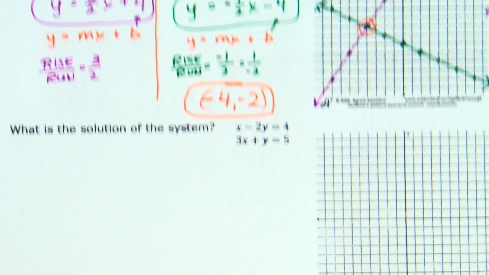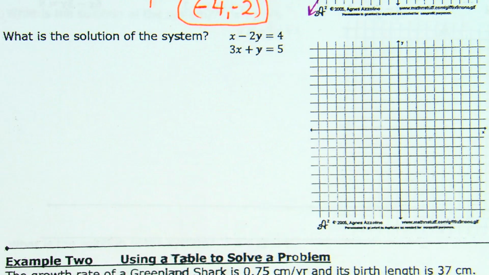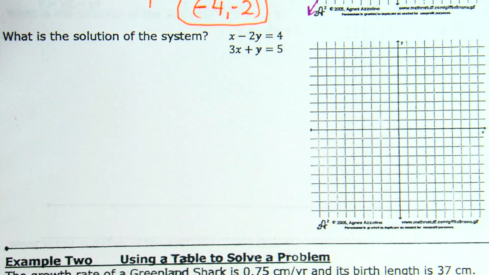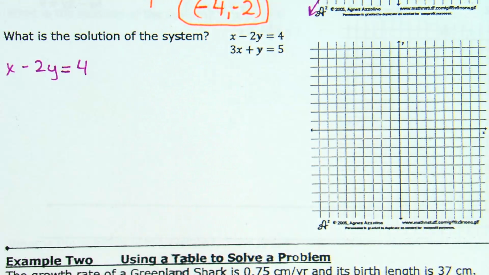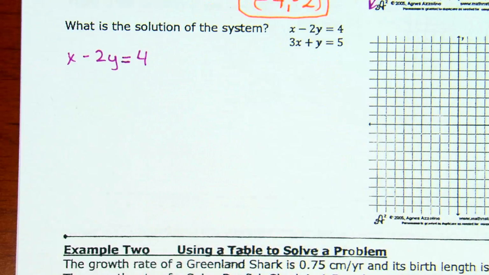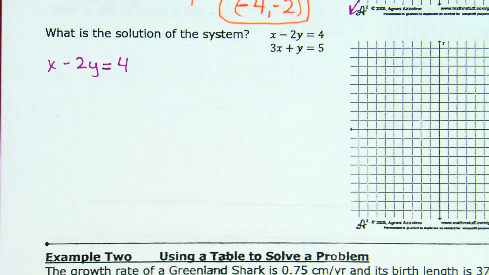Okay. Ready to try the next one? Okay, I'm going to grab the top equation and move it over here. x minus 2y equals 4. Let me get on the screen. Okay. Can I graph it just as is? We wish.